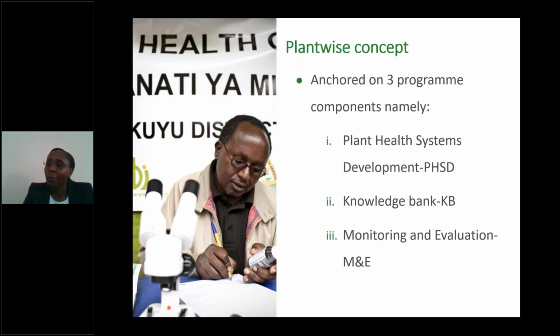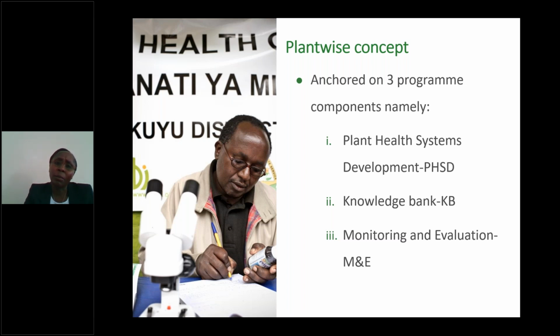So the program also works in terms of strengthening linkages among all stakeholders who are working in plant health systems. And as we know, when the stakeholders are linked together, then they are better able to bring their efforts together to serve the farmers better. So there are various stakeholders that are linked with this program, which includes national and local organizations, extension services, diagnostic services, research, NGOs, universities, and all the other stakeholders within the plant health systems.